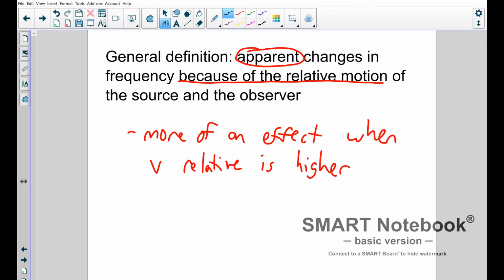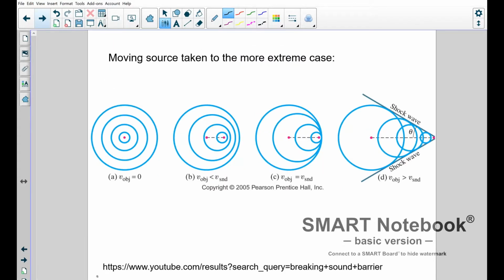The extreme case of the moving source is where we get sonic booms from. So this first picture is my object, my source, not moving at all like my first diagram. In the second one here, the velocity of that object, that pink source, is less than the speed of sound. And that's the case we were looking at with the fire truck. If that object is moving at something equal to the sound, all of these waves are compressed together. They can't get out of each other's way.